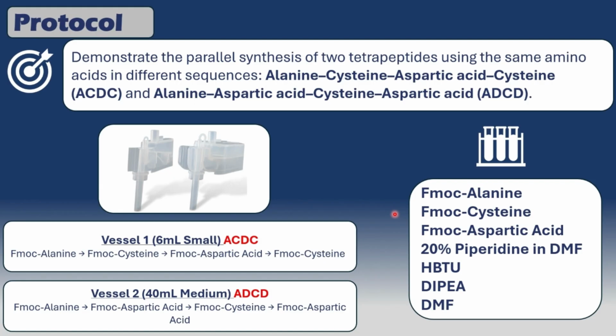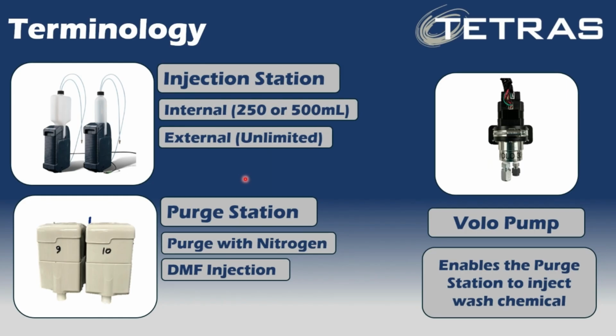For this run, we're going to be doing a simple synthesis. 2 tetrapeptides using the same amino acids but in different sequences. We'll use 2 different reactor vessels for this synthesis. The small 6 milliliter vessel, which can be seen here for AC/DC, and the medium 40 milliliter vessel, which can be seen here for AD/CD. If you're new here, please check out our snapshot videos on the different Tetris components for more details.